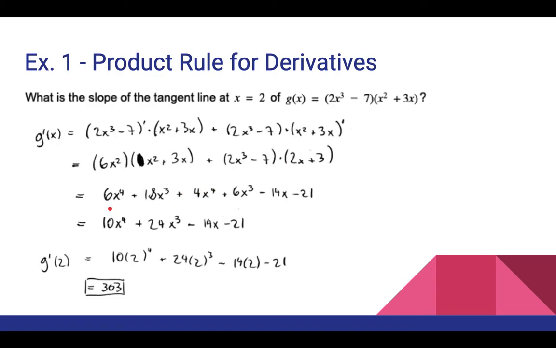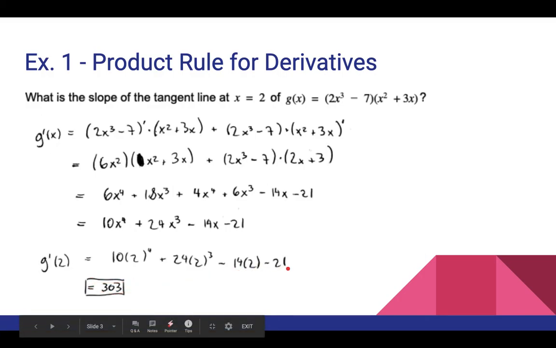So now simplifying, we're going to get 6x to the fourth plus 18x to the third when we simplify right here. And then expanding this term right here, we're going to get 4x to the fourth plus 6x cubed minus 14x minus 21. So as a result, simplifying our terms, we're going to get 10x to the fourth plus 24x cubed minus 14x minus 21. And then if we want to evaluate this at x equals 2, we just plug in x equals 2. And we get a resulting answer of 303, which is a big number.